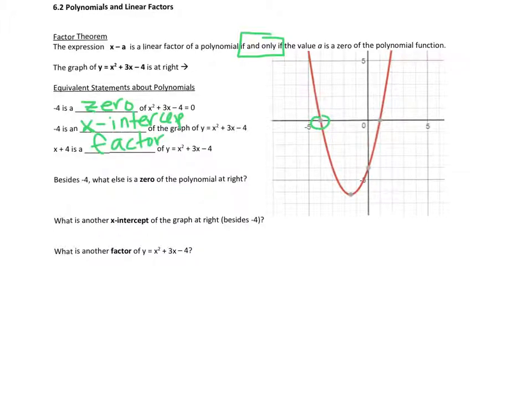Besides -4, what else is a zero? The zero is where it crosses, so the zero is also 1. So x equals 1 is a zero, or you can also write just 1. Another x-intercept is at 1, or you could write it as the ordered pair (1, 0). What's another factor? If 1 is a zero, then x minus 1 is a factor.